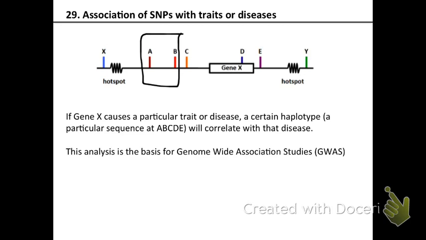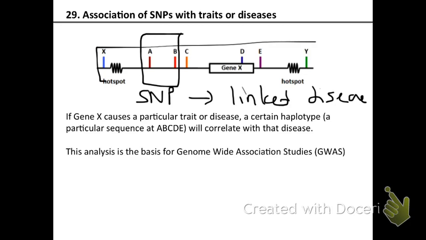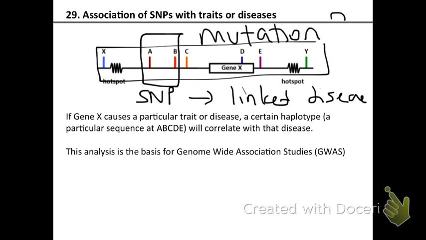Then I'm going to say, okay, these SNPs are linked to a disease, right? But it's not telling you what mutation or what sequence in this whole region is linked to the disease or causal to the disease. It's just telling me that something around the region of these SNPs is linked to the disease. Does that clarify? Very good question. I'm glad you asked. Any other questions about this?